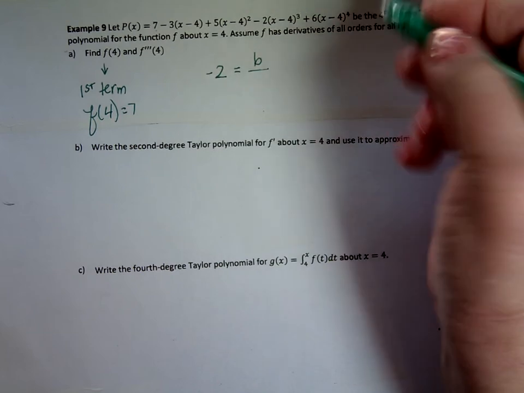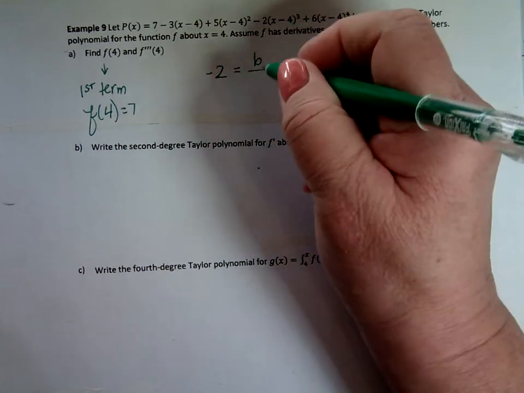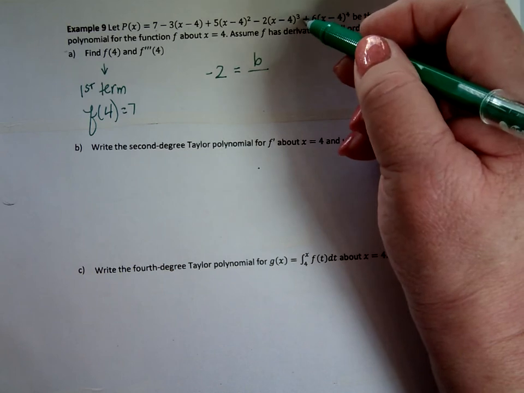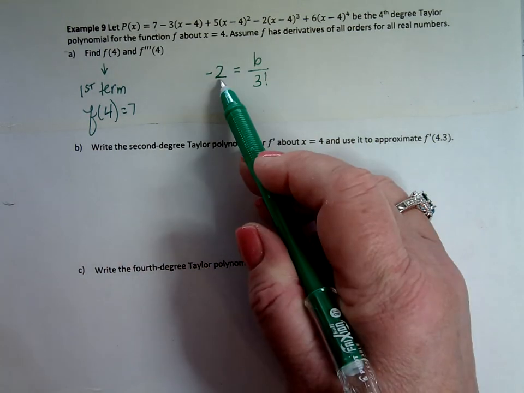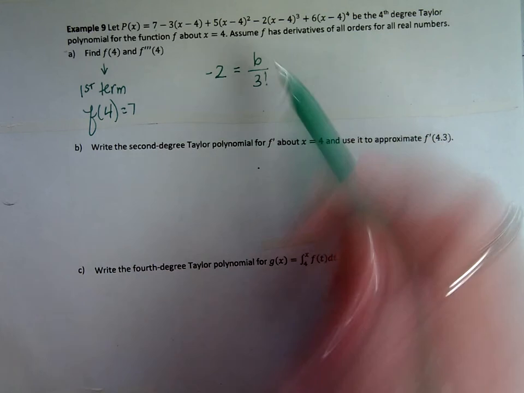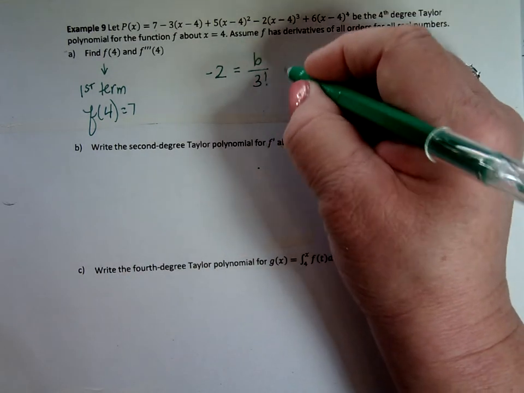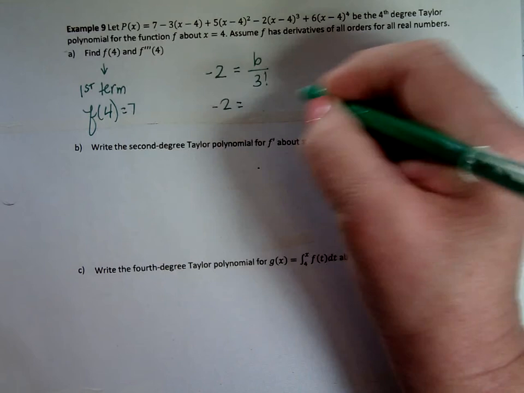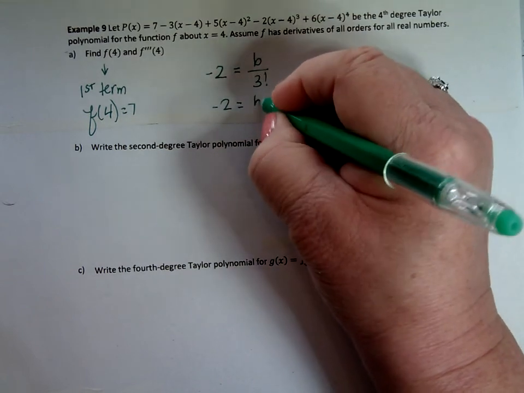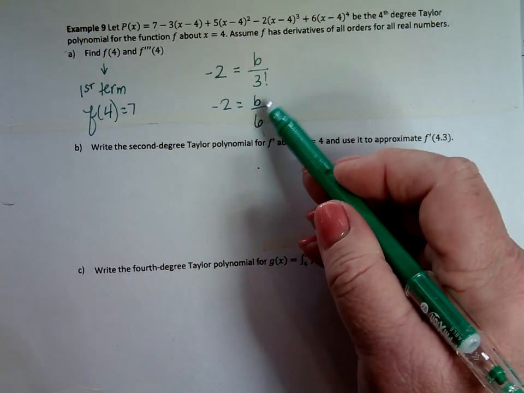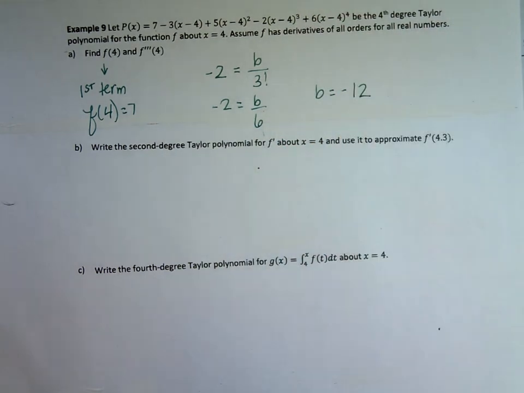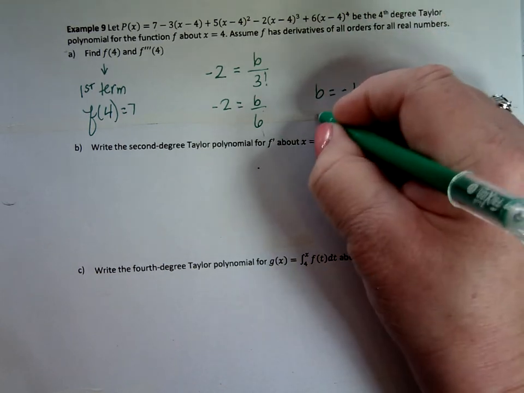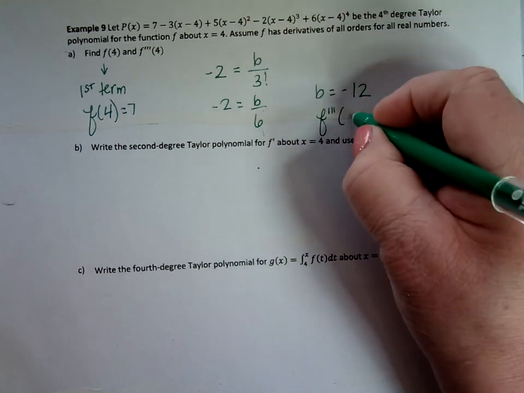That negative 2 has to equal that over, what's the factorial for a 3, right? 3 factorial. So negative 2 is what it comes out to be in a simplified version. I want to know what that numerator would have been. Well, 3 factorial is the same thing as 3 times 2 times 1, so that's 6. How do you solve for my variable? You would cross multiply and you get b equals negative 12. And so that means that f triple prime of 4 equals negative 12.